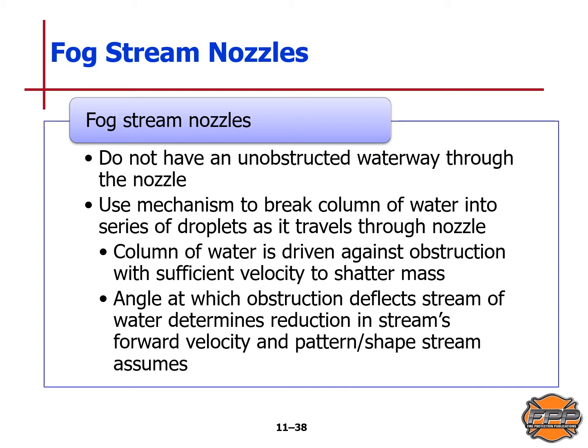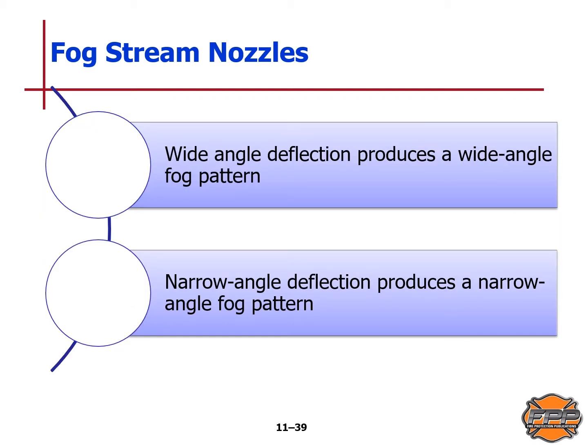They use a mechanism to break the column of water into a series of droplets as it travels through the nozzle. The column of water is driven against the obstruction with sufficient velocity to shatter the mass of the water overall. The angle at which the obstruction deflects a stream of water determines the reduction in the stream's forward velocity, and the pattern and shape the stream assumes is based on the deflection. Wide angle deflection produces a wide angle fog pattern. Narrow angle deflection produces a narrow angle fog pattern.